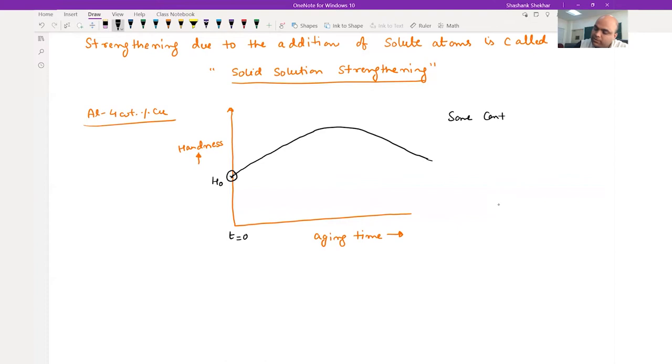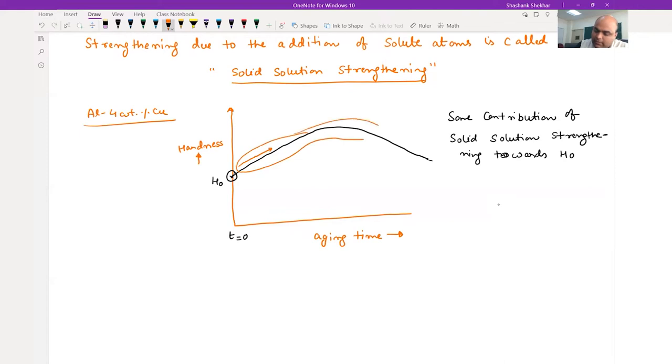So, some contribution of solid solution strengthening towards H naught. As you increase the aging time, in all this range of hardness, you have a contribution also from precipitates, isn't it?